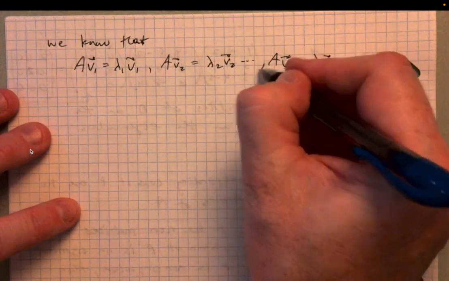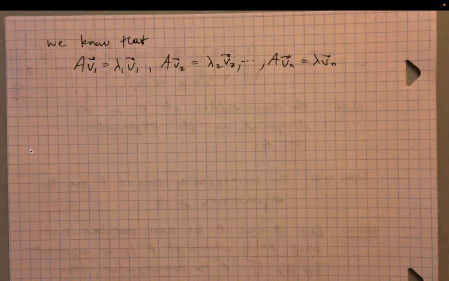What is this? Well, this is just the definition of eigenvalue and eigenvector, right? This is just the definition. So we know if Vi are our eigenvectors and lambda i are our eigenvalues, and their indices correspond, then this relationship holds.